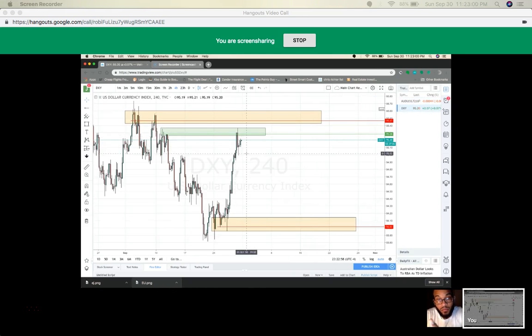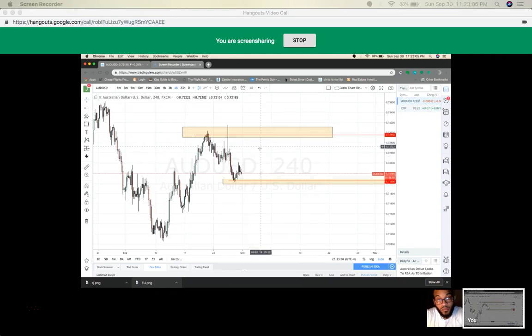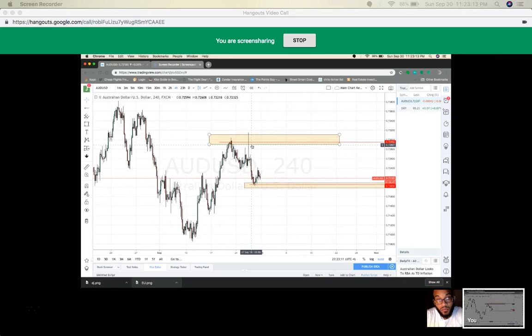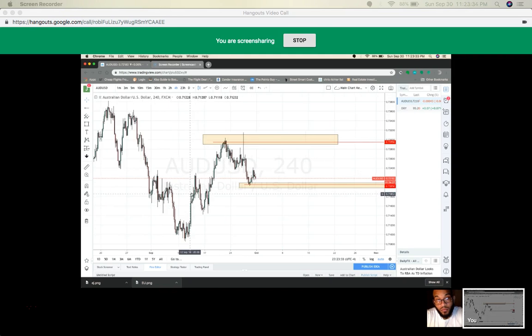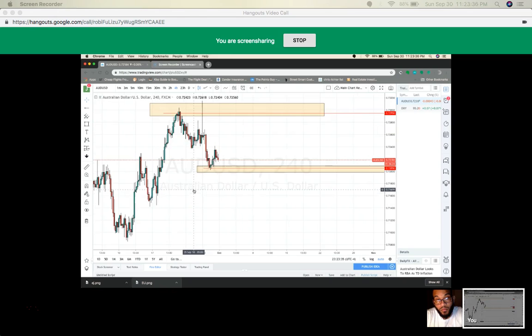AUD and the DXY. DXY is going up. AUD is going down. Make sense? Alright, and along with these zones, you still need to know your overall market direction, like higher highs, higher lows, lower highs, lower lows, whatever. Is the overall trend an uptrend, downtrend, whatever.